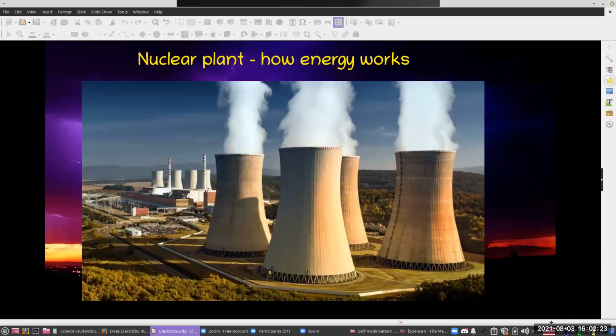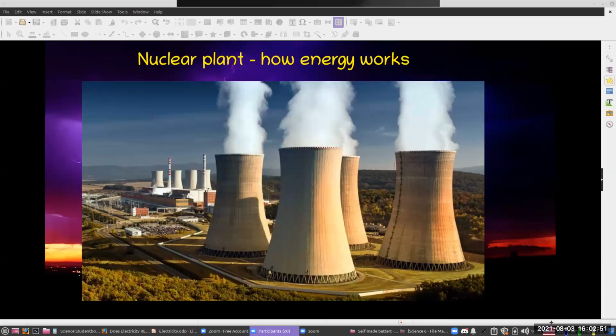Or you have, as an example, a nuclear plant. How does a nuclear plant work? Who knows how it works? Anyone know? A nuclear plant works by way of mechanical energy. Mechanical energy. So the nuclear plant works as it is there.